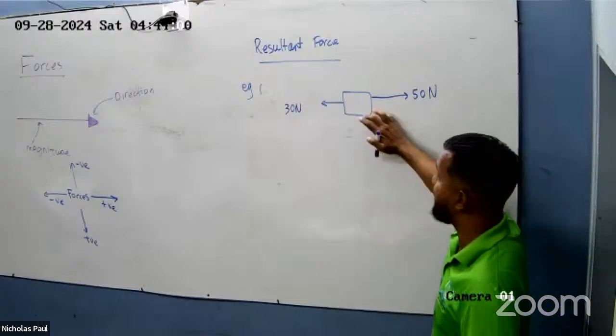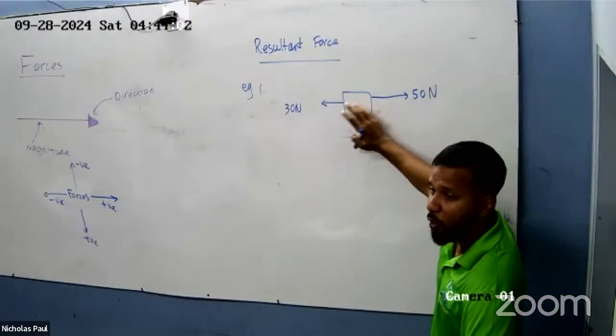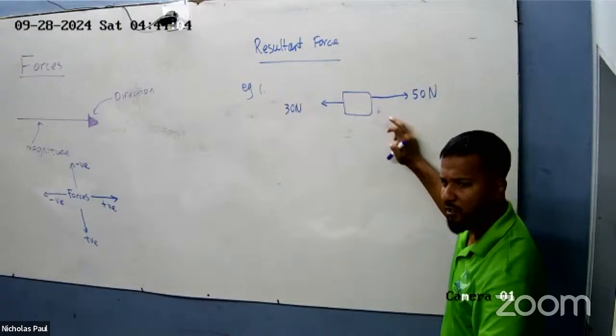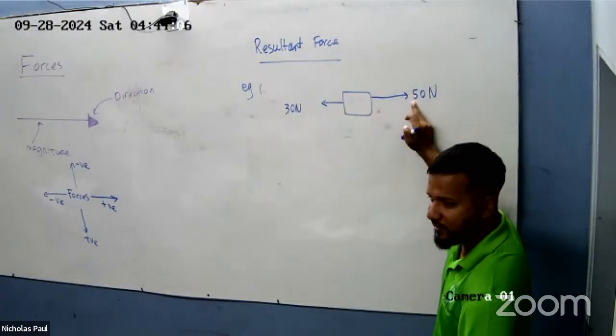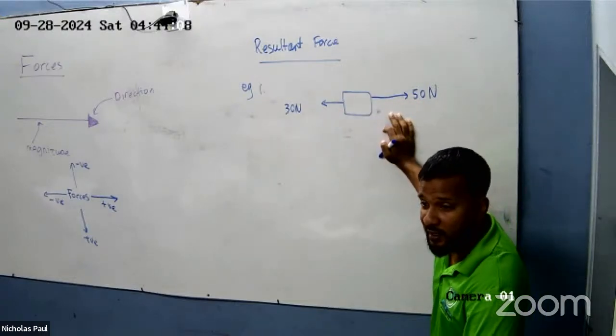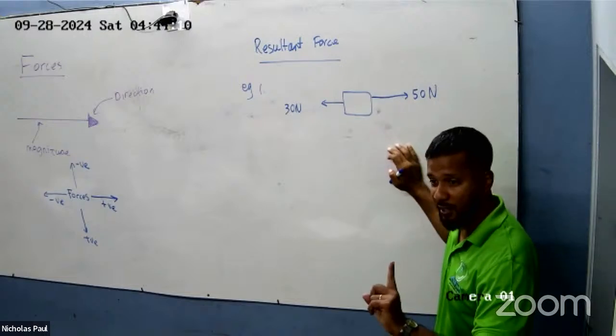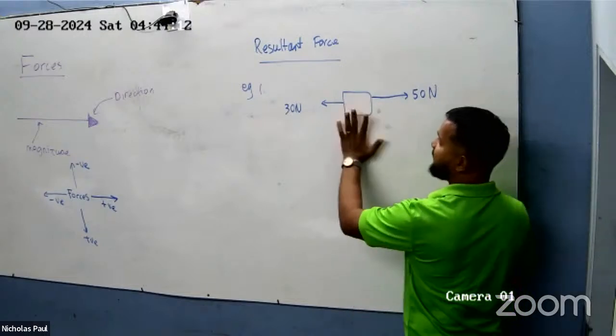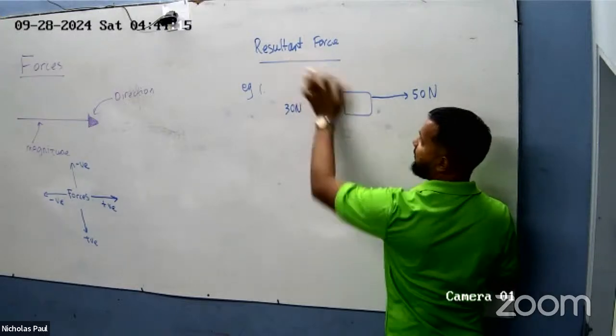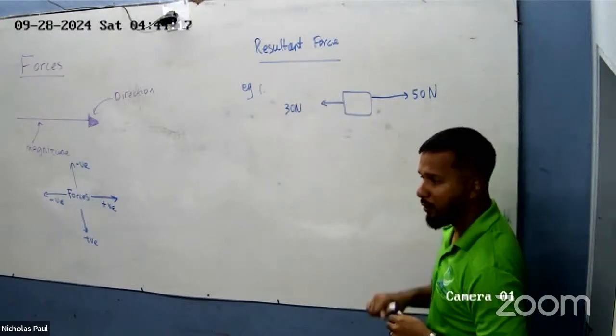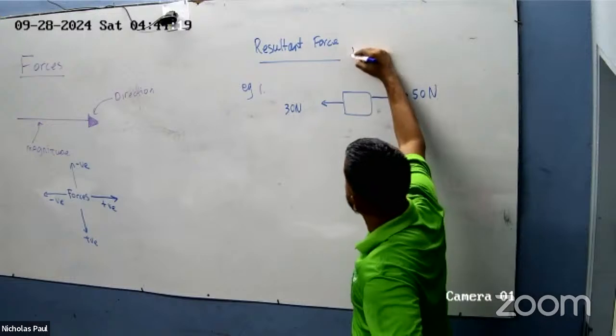Right? It will move in a particular direction. So although there are two forces acting on the object, it can only move in one direction, and that direction is the direction of the resultant force. How do we find the resultant force?